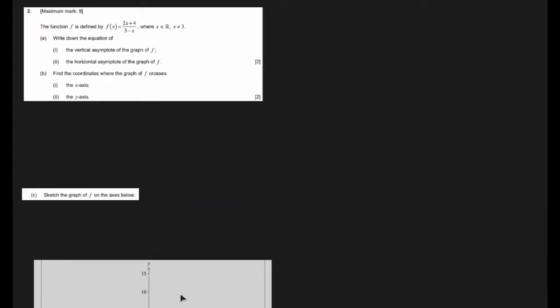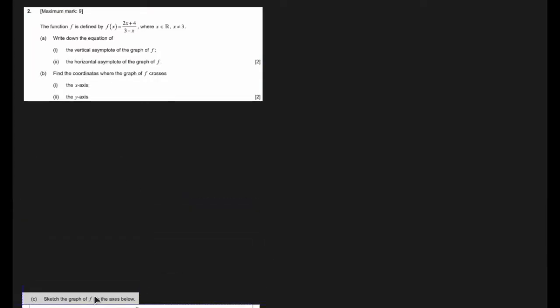Next one says that there is a function, this one, and we have to write down the equation of the vertical asymptote in this. A vertical asymptote looks like this. What is the value here in a vertical asymptote? Nothing. It is undefined. In other words, they are asking us that (2x + 4)/(3 - x) should be undefined, so that it does not have any y value, right?